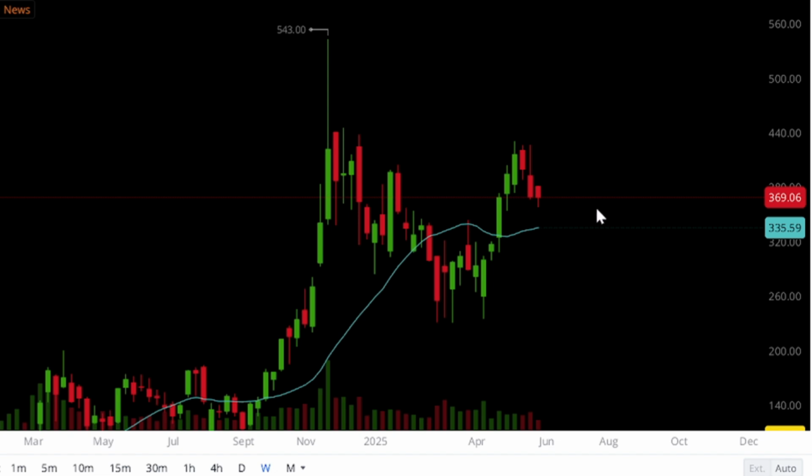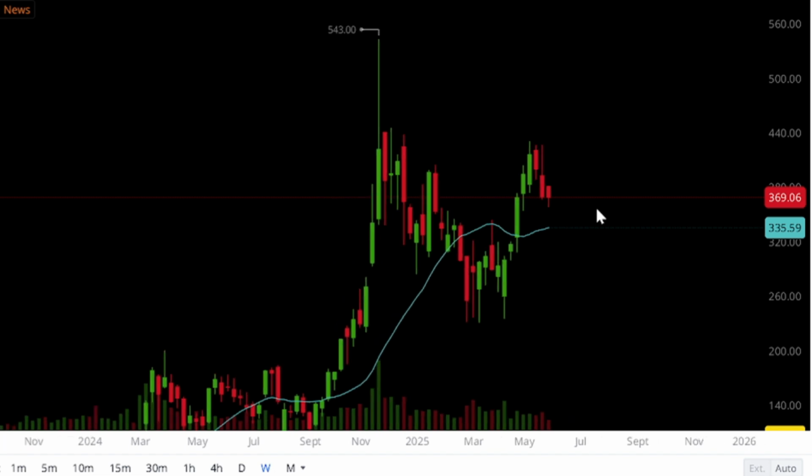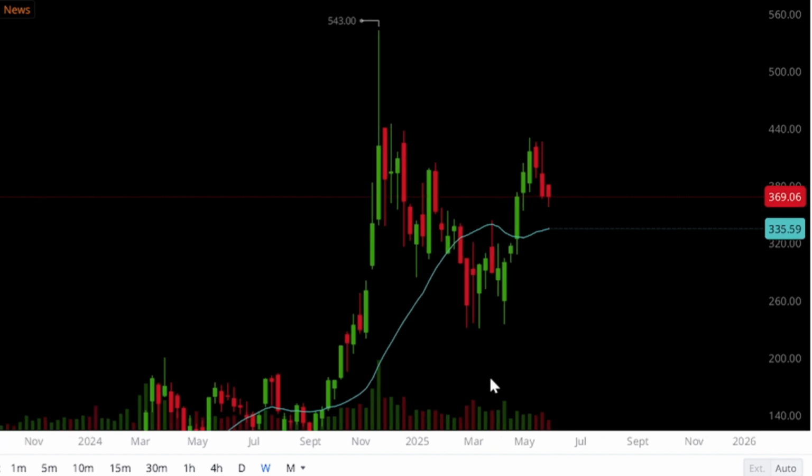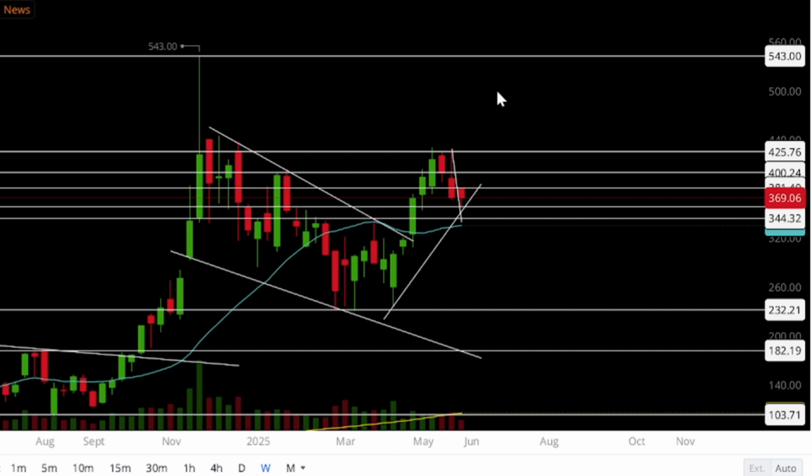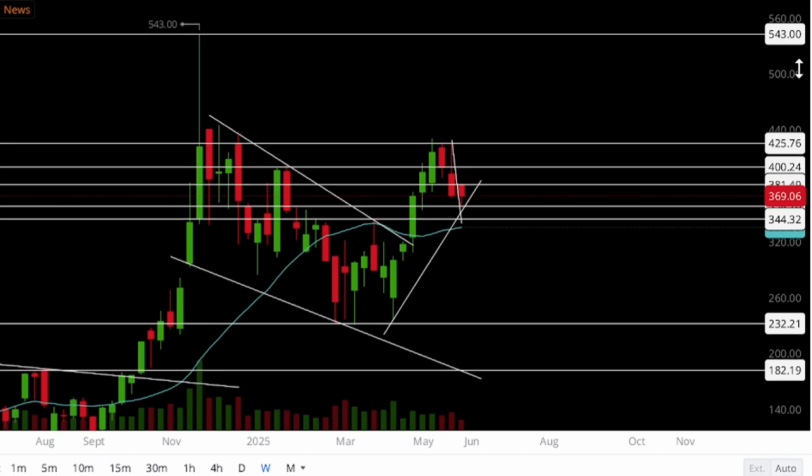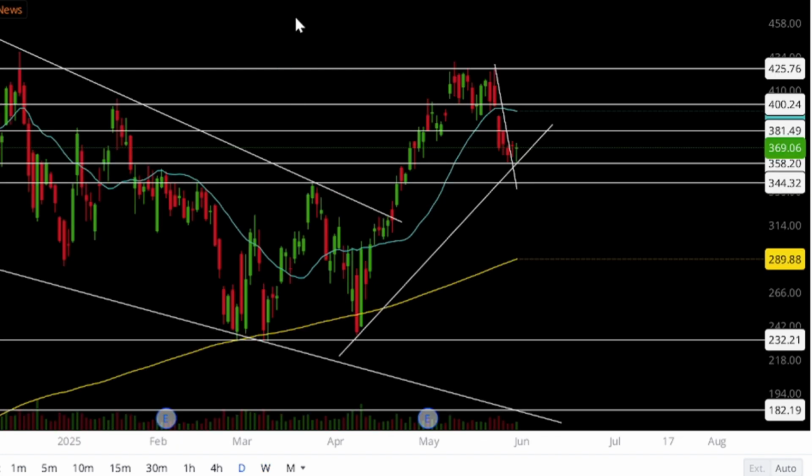So for the bulls, there is nothing to worry about just yet on the weekly chart. This is a normal pullback after an overextended run up. And we did top off at that 425.76 level, initiating this pullback as we did before around that level. So I think it's just a normal pullback. Now, back on the daily chart.